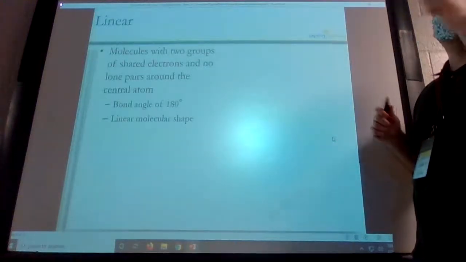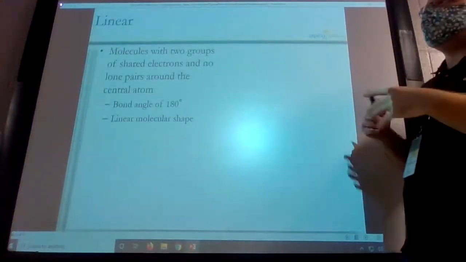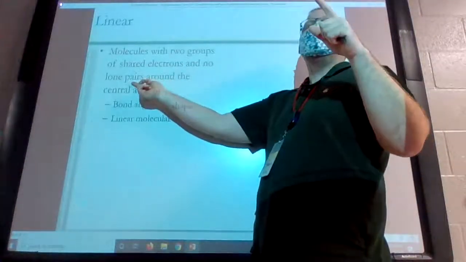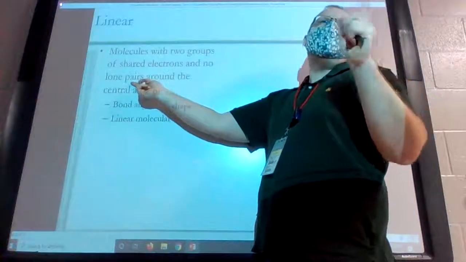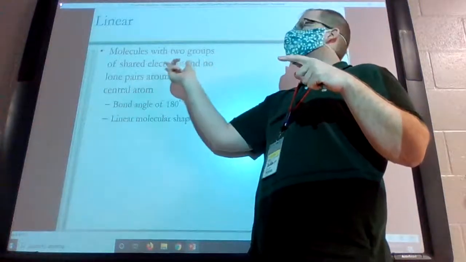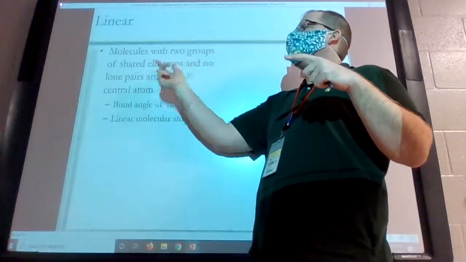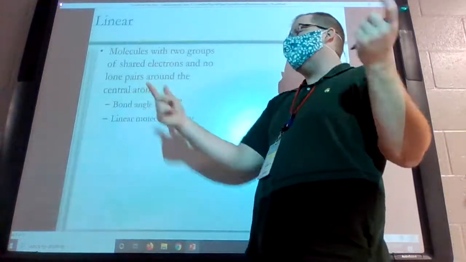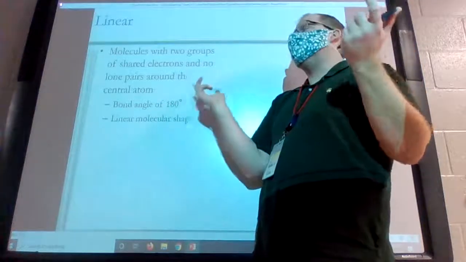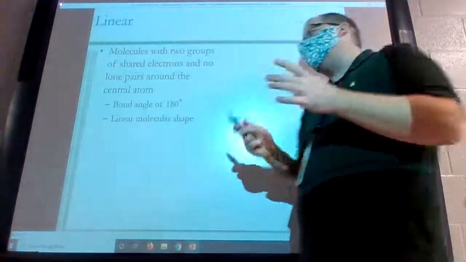So linear. Now we're going through the actual shapes. Linear: molecules with two groups of shared electrons and no lone pairs. So look, there's no extra electrons, no extra dots. I just have two bonds there. So two shared pairs of electrons and no lone pairs around the central atom. The bond angle is 180 degrees, which basically makes it flat. So it's a linear molecular shape.